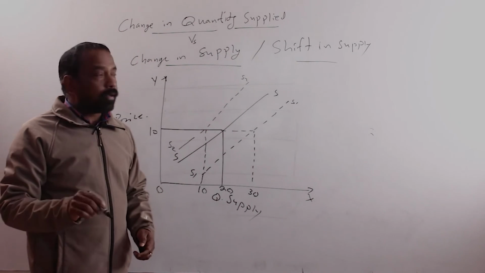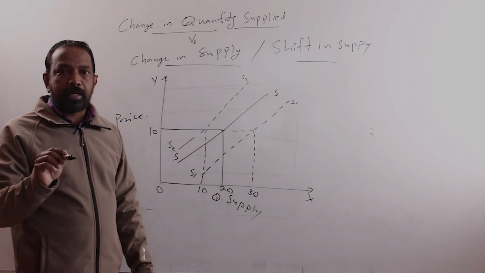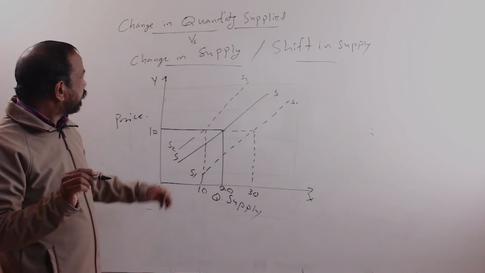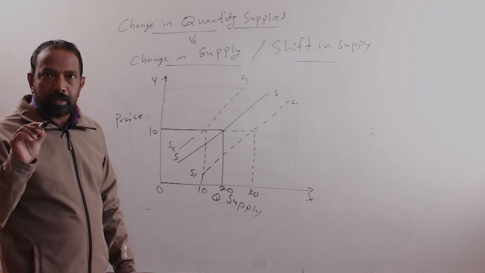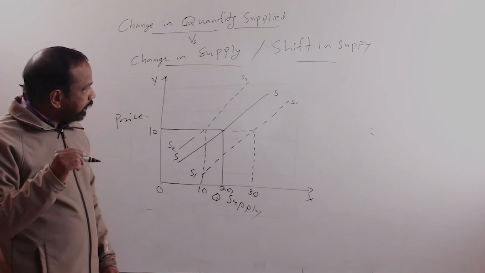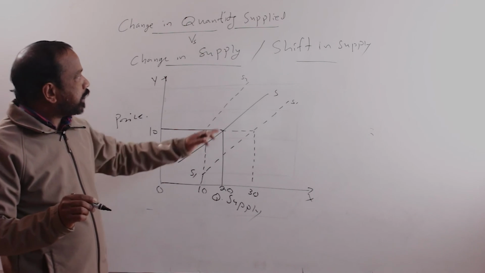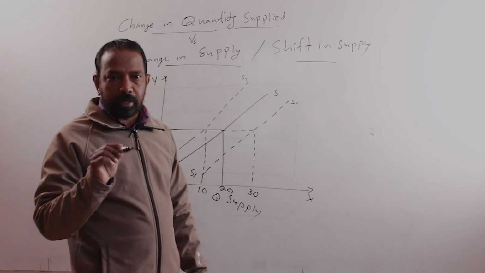Then I'm going to brief this one. Change in quantity supplied because of price: there are two changes, expansion and contraction. The next, change in supply because of non-price factors: there are two changes, decrease in supply and increase in supply. It is also known as shift in supply. I hope that you understand well.